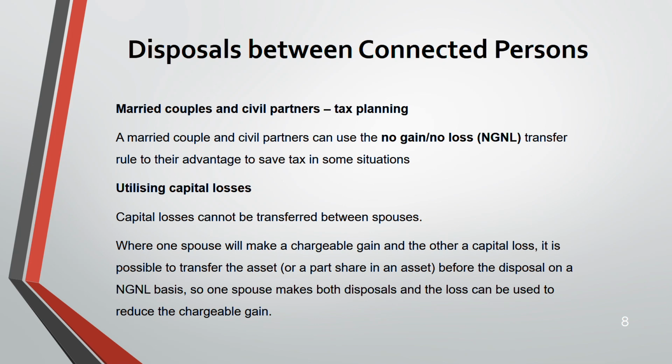Let's say one spouse has the gain and the other has a loss. So transfer the asset first, or a part of the asset, to the spouse so that they can utilize their loss against the gain. That means before you transfer between spouses on a no gain, no loss basis, make a transfer so that the gain and the loss are in the hands of one spouse. Because if one spouse has a chargeable gain and the other spouse has a capital loss, they can't utilize the loss against the gain. Both the gain and the loss have to be in one spouse's hand. That's why that transfer is necessary before you make a no gain, no loss transfer. Understood?